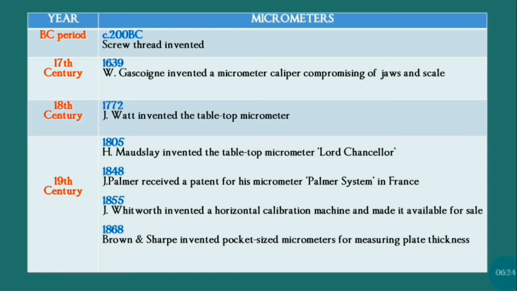Next, during 18th century, specifically in 1772, James Watt invented the tabletop micrometer. So James Watt invented the first bench-type micrometer. A key concept of his design was magnification based on threads. In all history books, his name is always mentioned, and with a good reason.